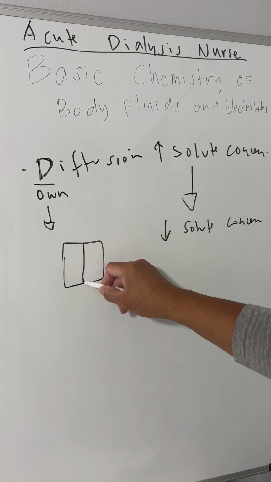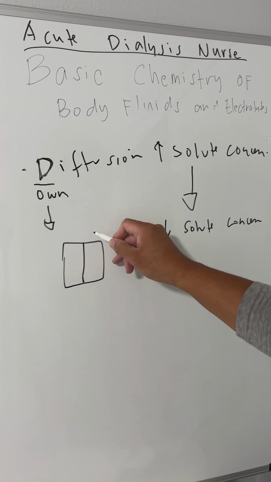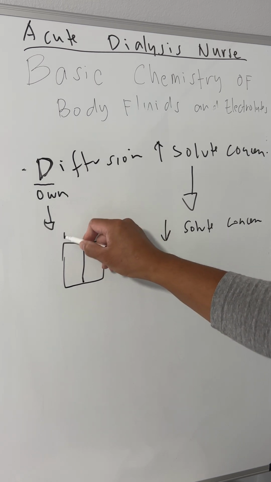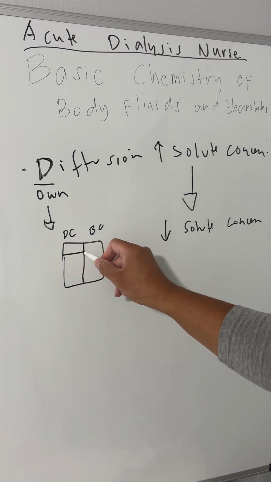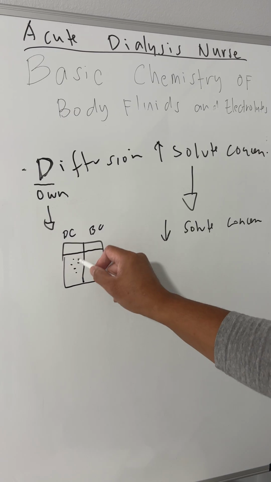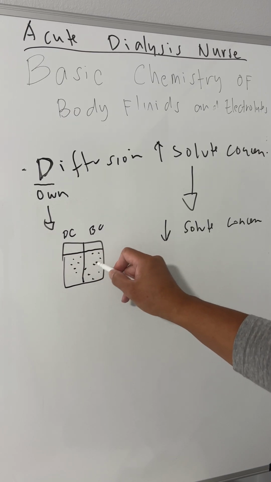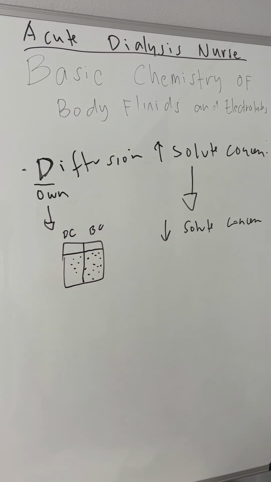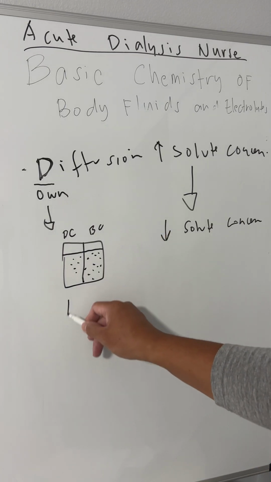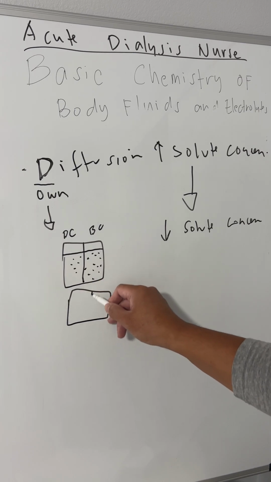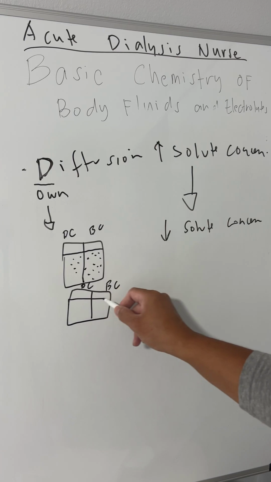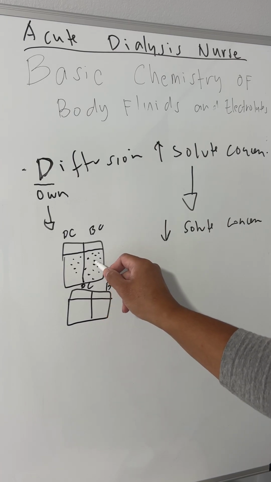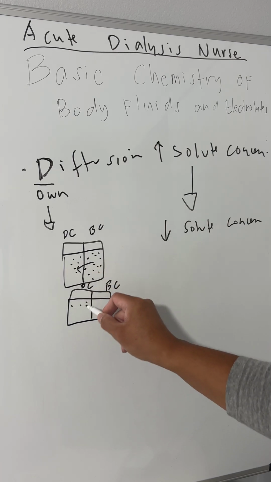To give you an example, this is your blood. This is the semi-permeable membrane. This is your blood compartment. This is your dialysate compartment. This is your fluid. So in your blood, you have a lot of dirty toxins, a lot of dirty solutes. So through diffusion, the solute goes from higher to lower concentration until it normalizes.